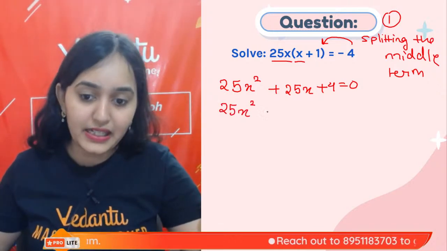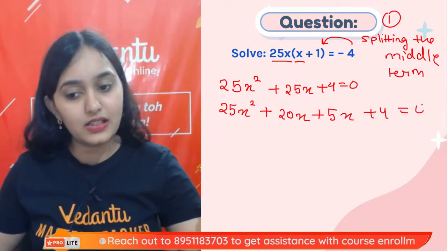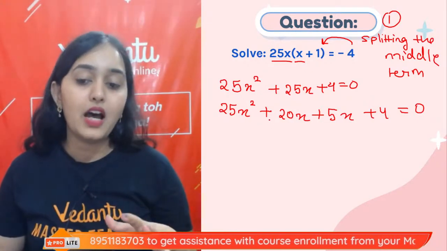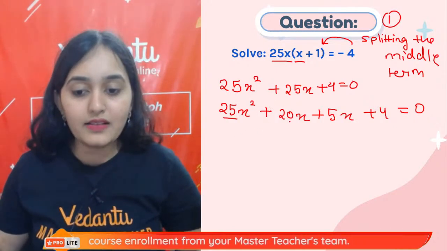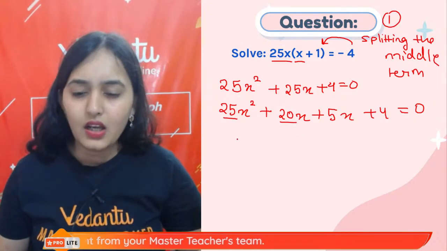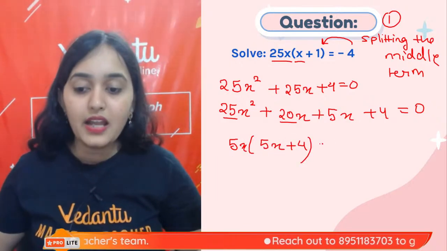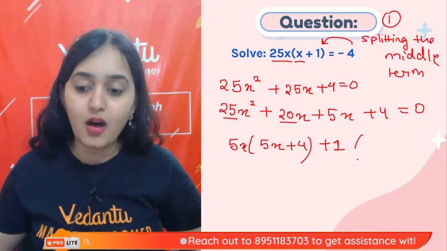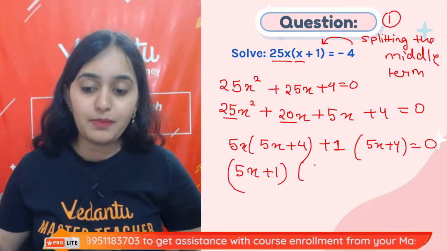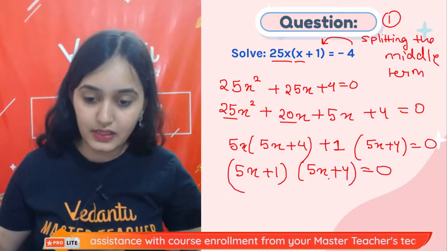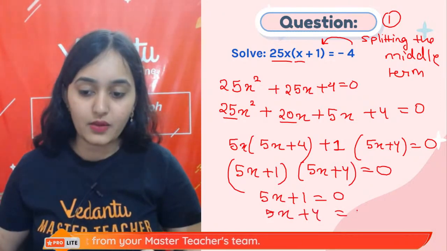Yes, so if we split the middle term as 20x plus 5x plus 4 is equal to 0, then we can factorize it further. Let's find what is common in both of them. They have 5x as common. So what is remaining? 5x plus 4. Now here only one is common, nothing else is common. So 5x plus 4 is equal to 0. So we are getting 5x plus 1 multiplied by 5x plus 4 is equal to 0. So this is 5x plus 1 is equal to 0 and 5x plus 4 is equal to 0.